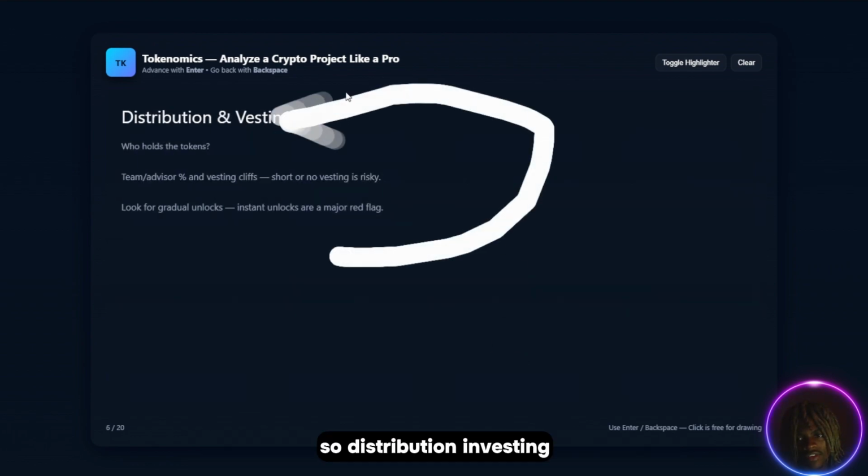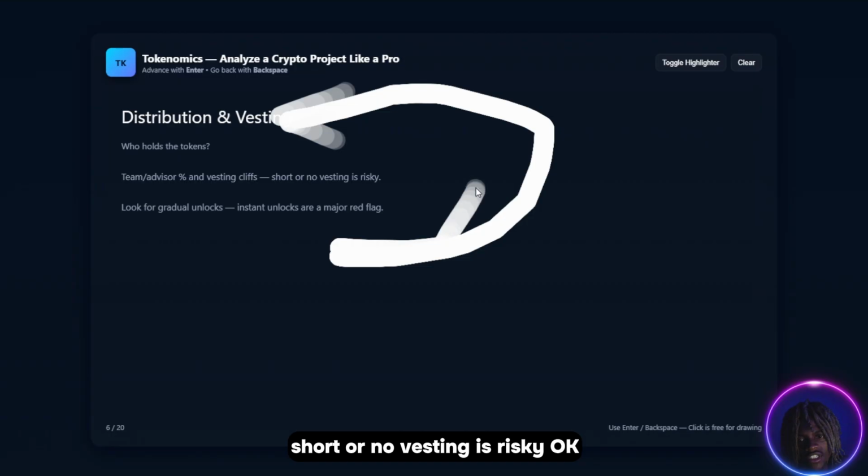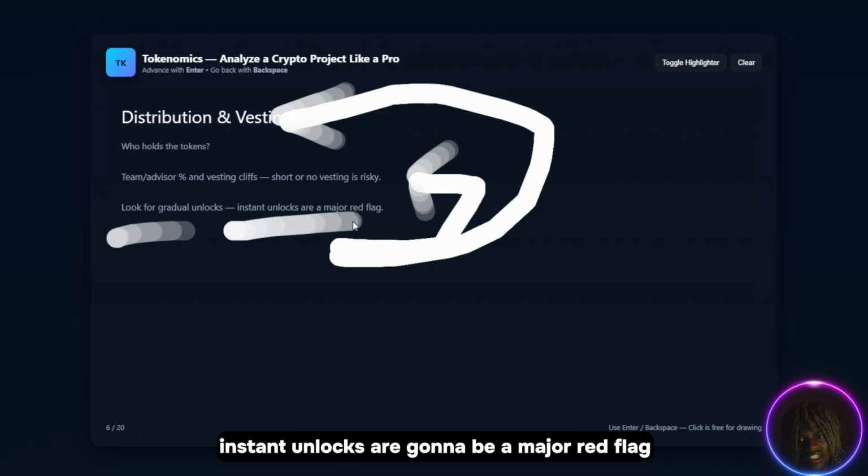So distribution and investing. Who holds the tokens? Team and advisor percentages, and vesting cliffs. Short or no vesting is risky, and look for gradual unlocks. Instant unlocks are going to be a major red flag.